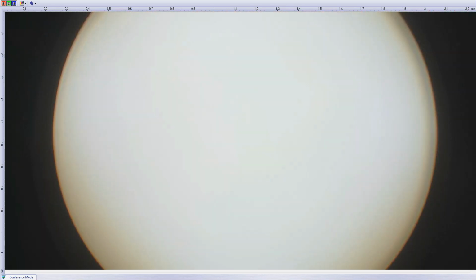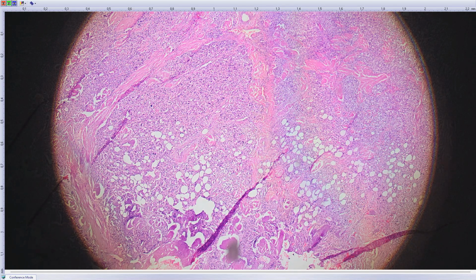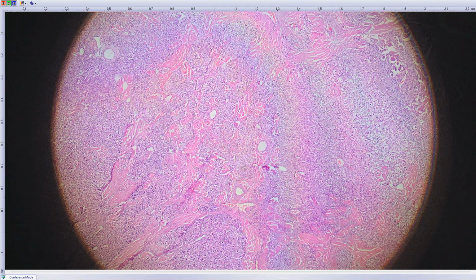So my last case is a tumor sent with the diagnosis of glomus body tumor, and just by saying that, in your head for the differential diagnosis you've got only one possibility. Okay.